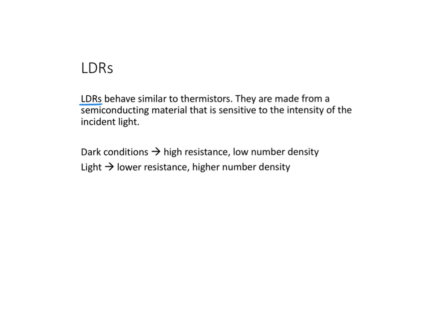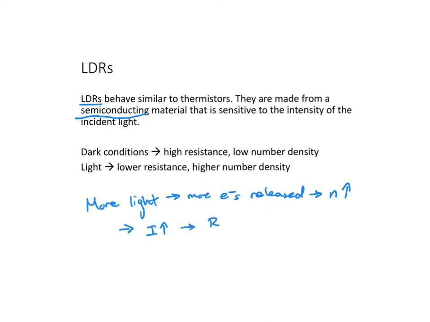So the more light, the more energy atoms will get in the semiconducting material of the LDR. So the more energy they get, the more electrons they will release. Which means the number density increases, which means the current increases, which means the resistance decreases.